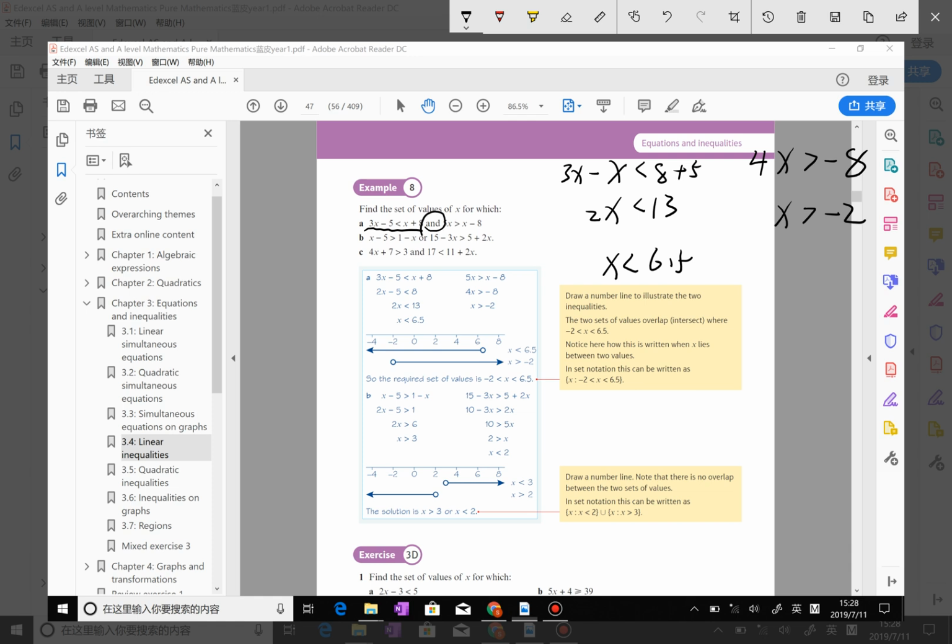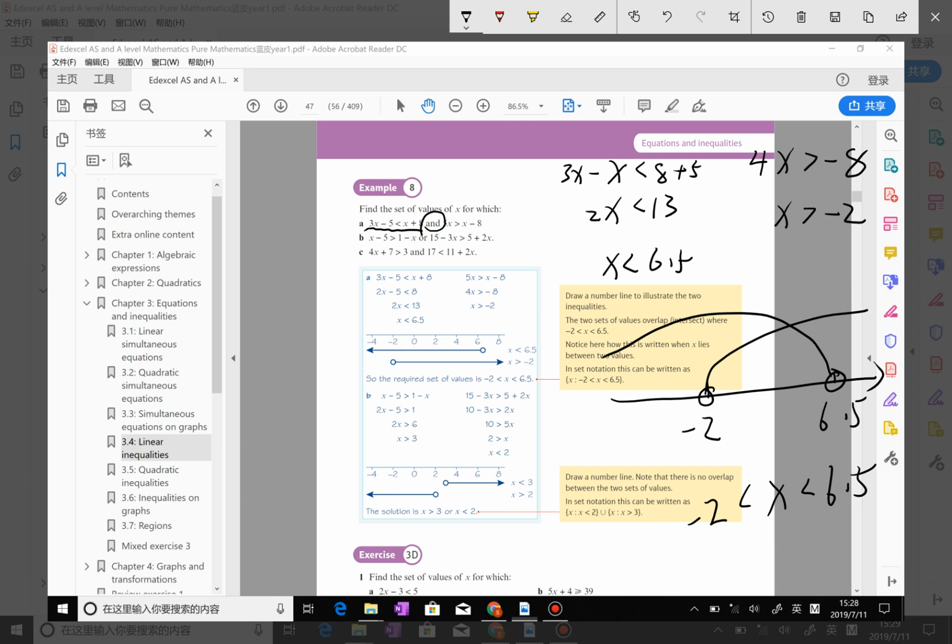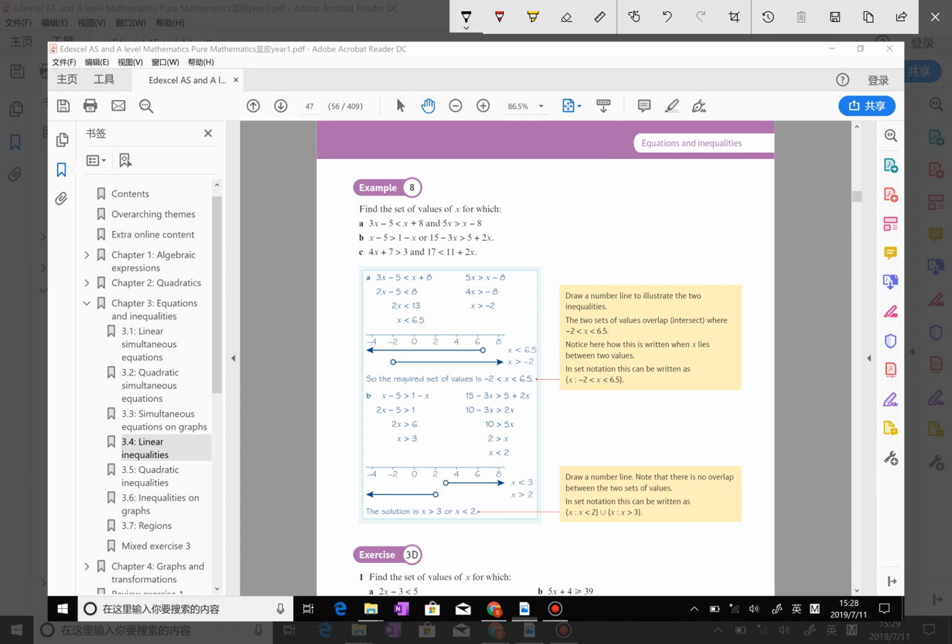Here is "and". We need to use a number line. Greater than negative 2 is going to be like this. Less than 6.5 is going to be like that. So the final set of answers should be x greater than negative 2 and less than 6.5. This should be the final answer. So let's look at B.